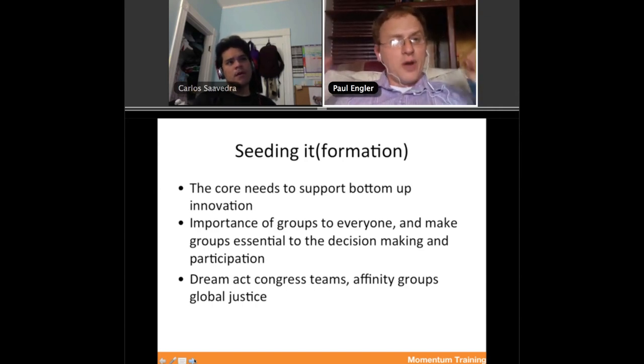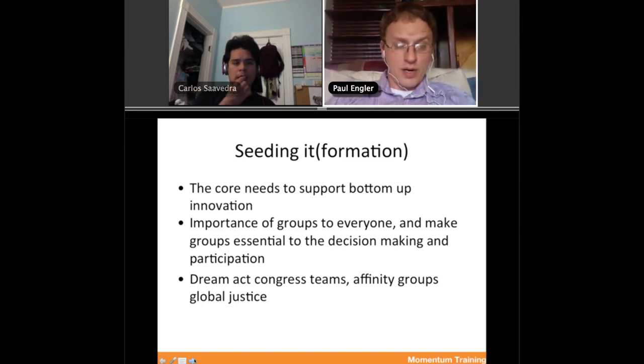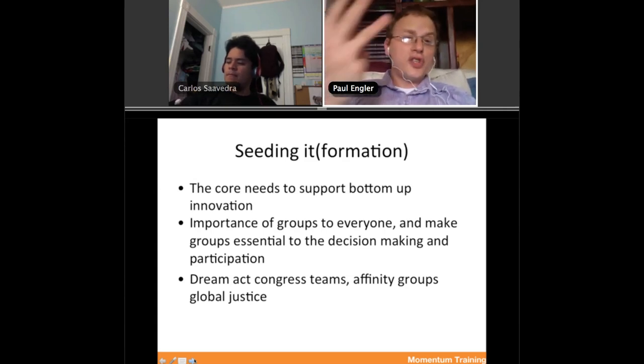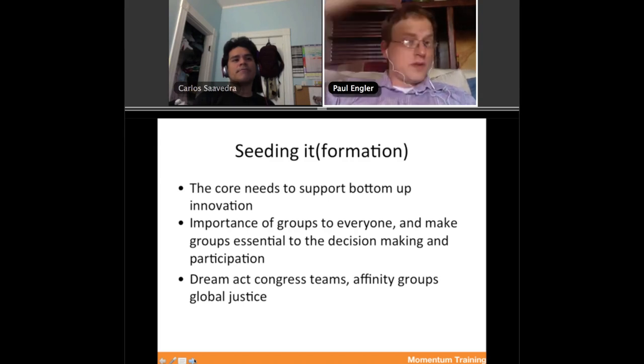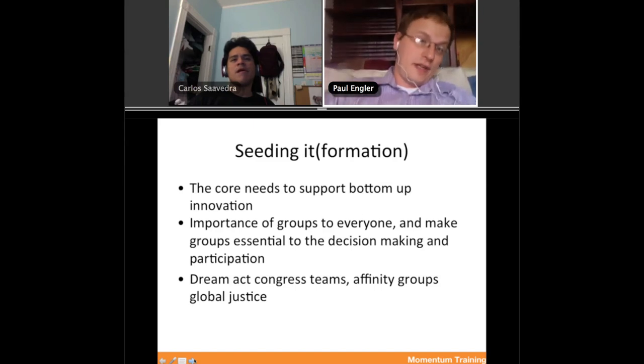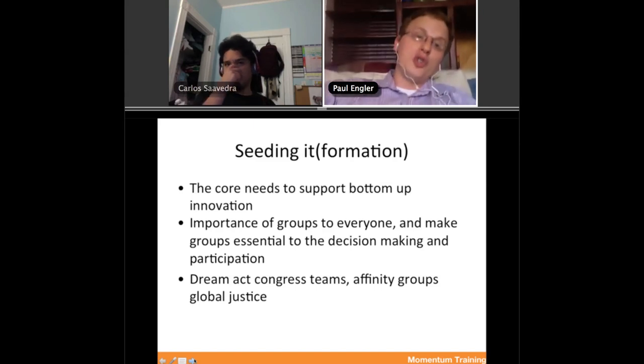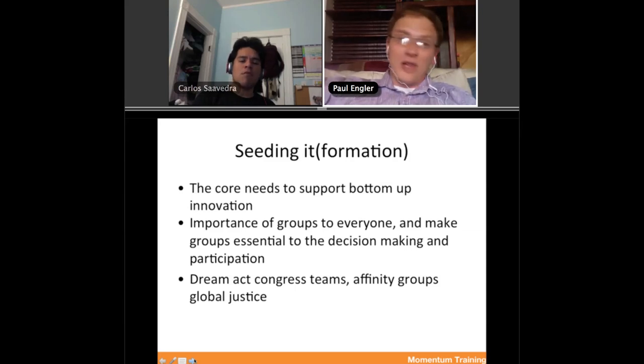But what I'm talking about is, from the get-go, front-loaded into the whole movement DNA, the importance of groups to everyone. And you make it essential to decision-making and participation. In the Pirate Party in Sweden, to make decisions, you need to have three people making decisions. In the global justice movement, after the Battle in Seattle in '99, if you wanted to participate in spokes councils that were making decisions about everything in the movement, you had to be part of an affinity group. And if you didn't have an affinity group, you could join an affinity group of a lot of people that all didn't belong to an affinity group.